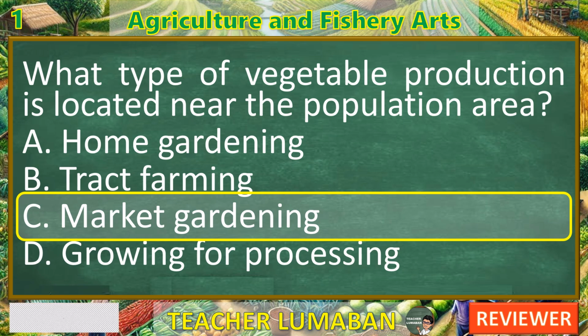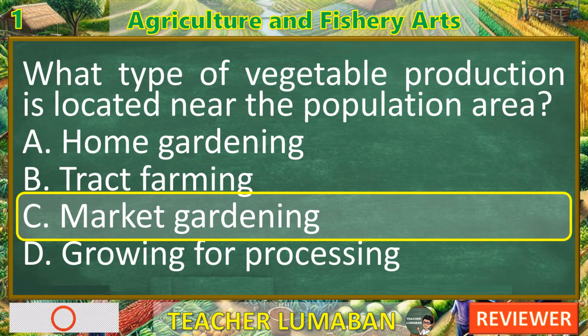While home gardening can occur near population areas, its primary purpose is self-sufficiency rather than supplying a market. B. Tract farming. This is large-scale farming usually located in rural areas where vast expanses of land are available. It focuses on producing crops in large quantities, often for national or international markets, and may not necessarily be located near population centers.